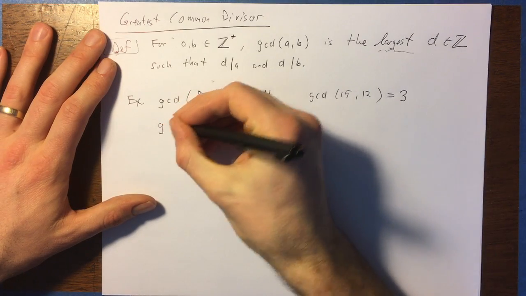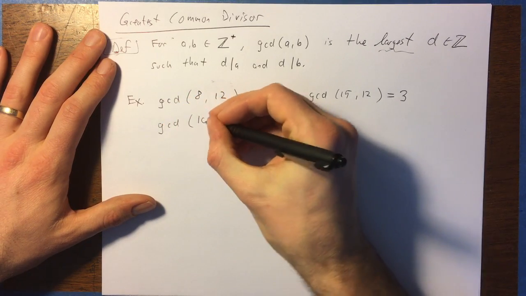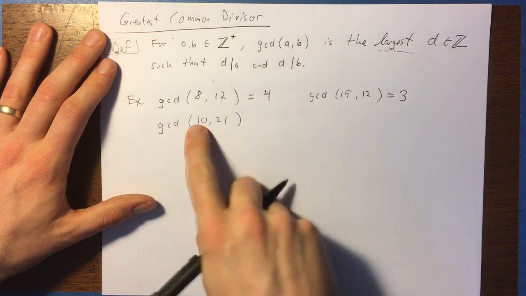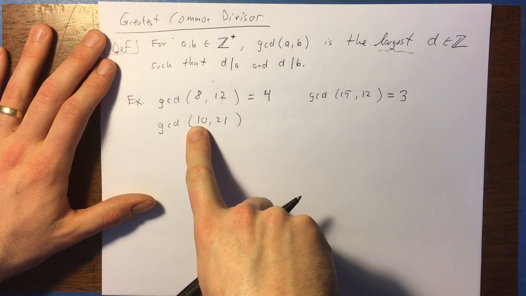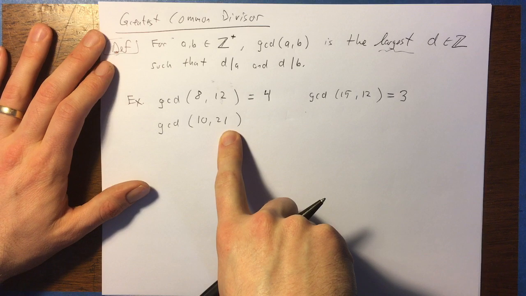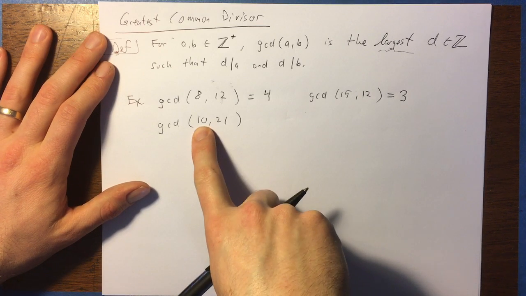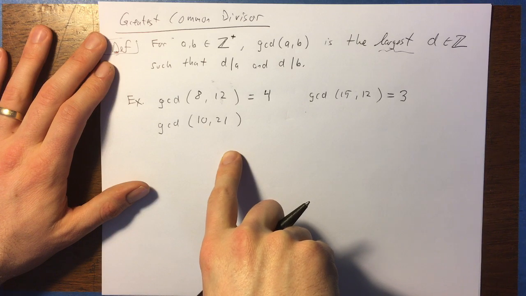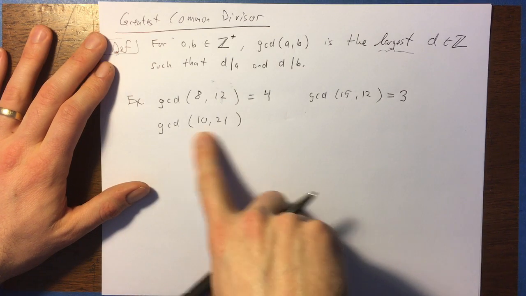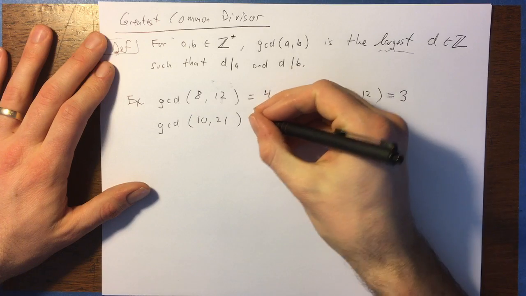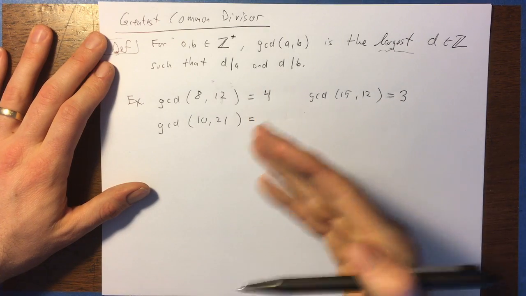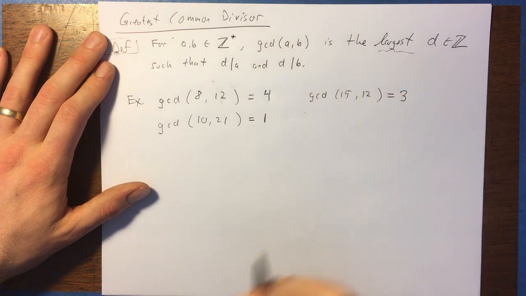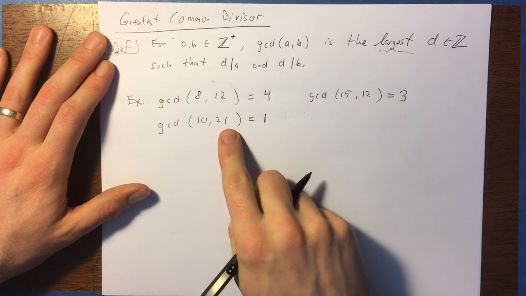One more example, GCD of 10 and 21. Now, 10 is 5 times 2, and 21 is 3 times 7. So if you have 5 times 2 and 3 times 7, there is no common prime number between those at all. There's no common divisor other than 1. And so the greatest common divisor of those two numbers is just 1.